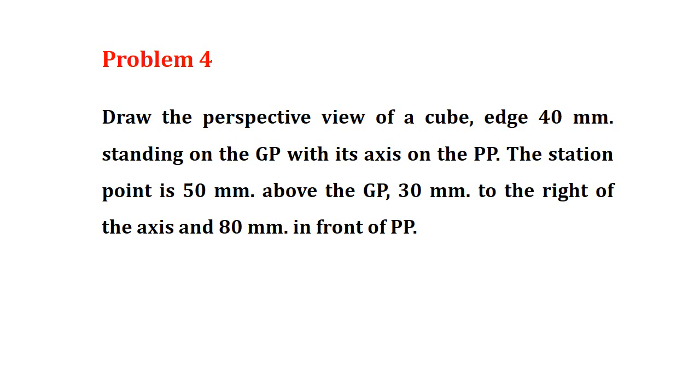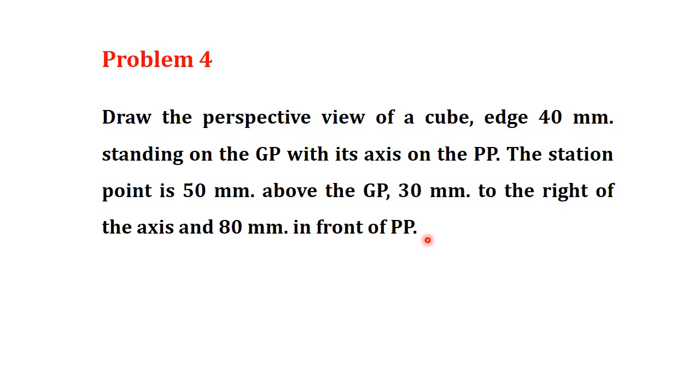Let's take another example. It's a cube of size 40 mm standing on the ground plane with its axis on the picture plane. The station point is 50 mm above the ground plane, 30 mm to the right of the axis and 80 mm in front of PP.